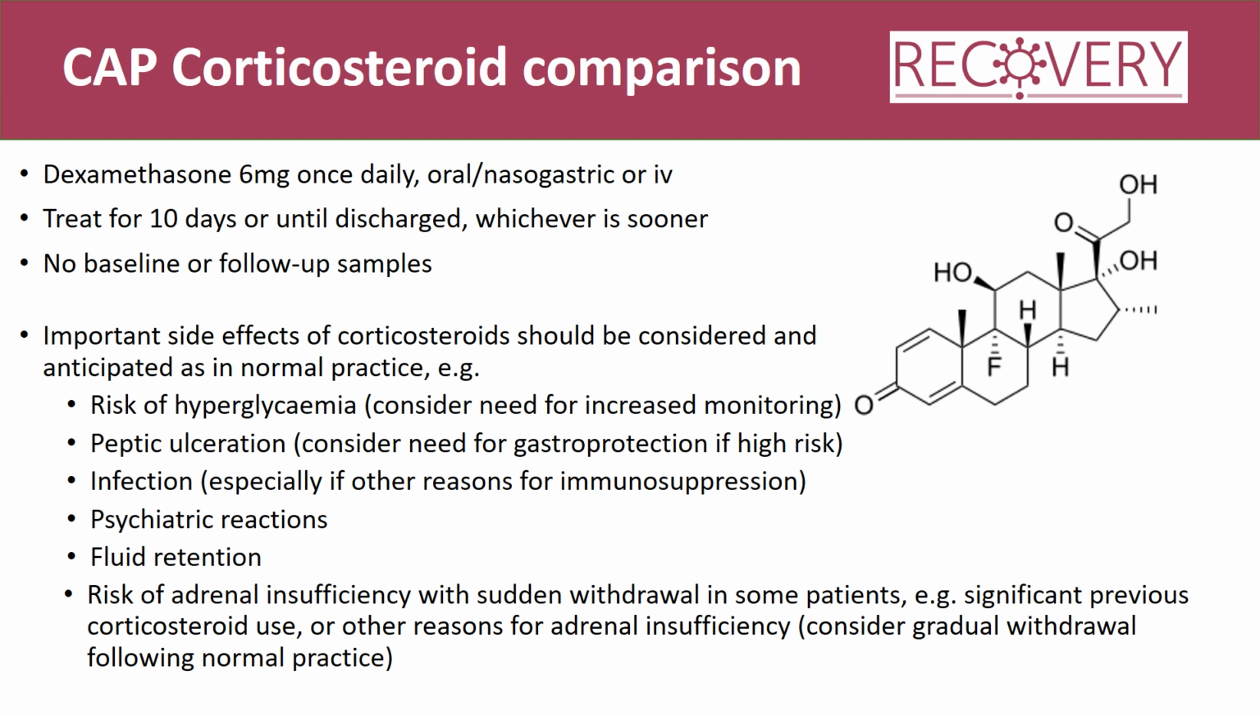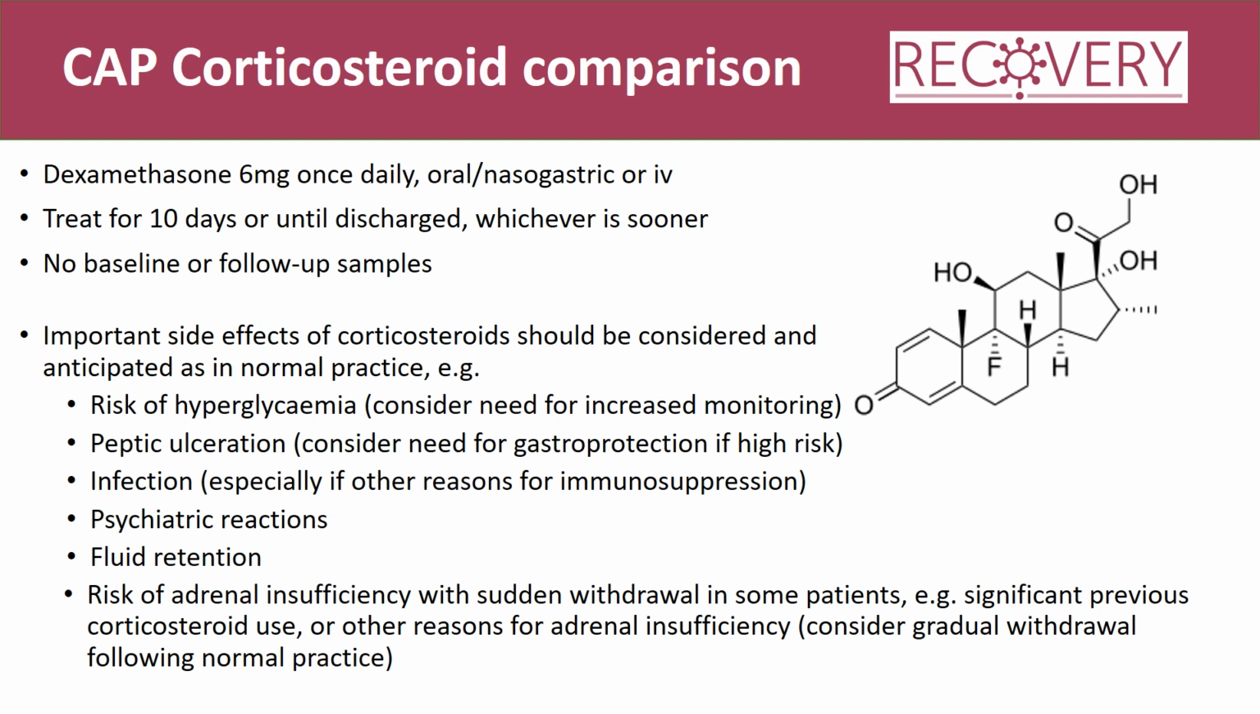The steroid treatment regimen is the same as in the influenza steroid comparison and our original COVID steroid comparison, which is 6 mg of dexamethasone daily by mouth, nasogastric tube or IV, and treatment for 10 days or until discharged, whichever sooner. Note that no samples are needed from patients in the CAP comparison. Physicians managing acute medical patients will be familiar with potential steroid side effects, and these should be anticipated and managed as they would be in normal practice.